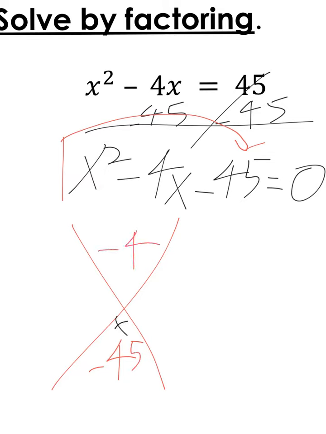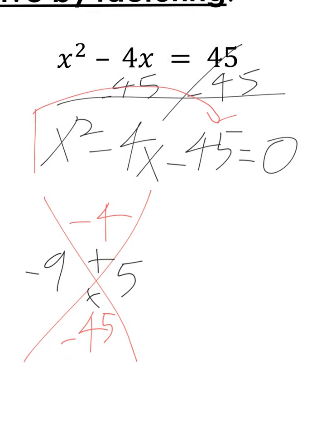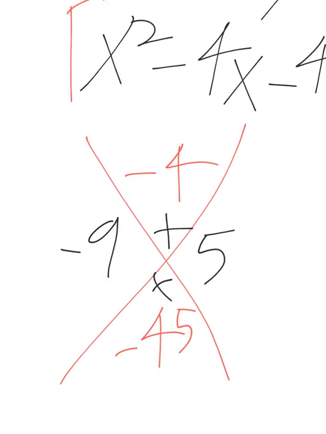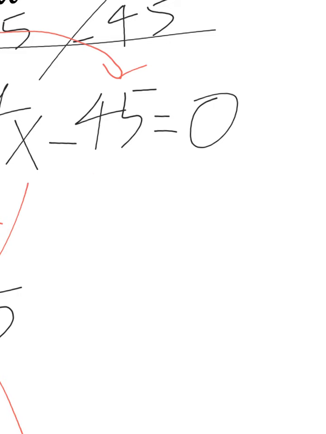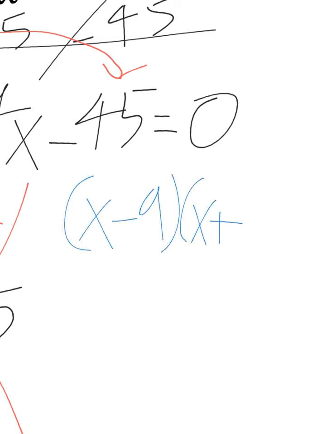So two numbers that multiply to get negative 45 and add to negative 4 are negative 9 and 5. Negative 9 plus 5 is negative 4, negative 9 times 5 is negative 45. So with this, I found my factors. I'm just going to write over here x minus 9 times x plus 5, and then I'm going to throw on that equals 0.